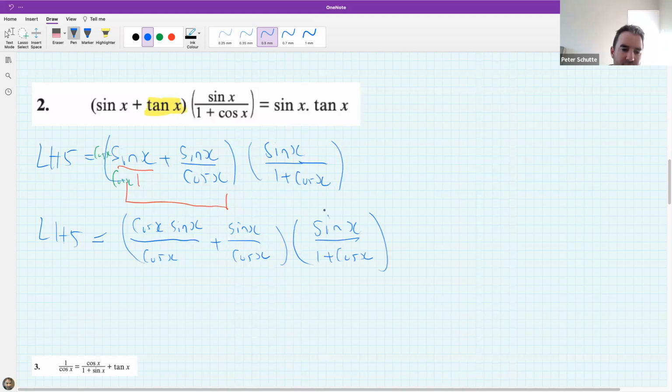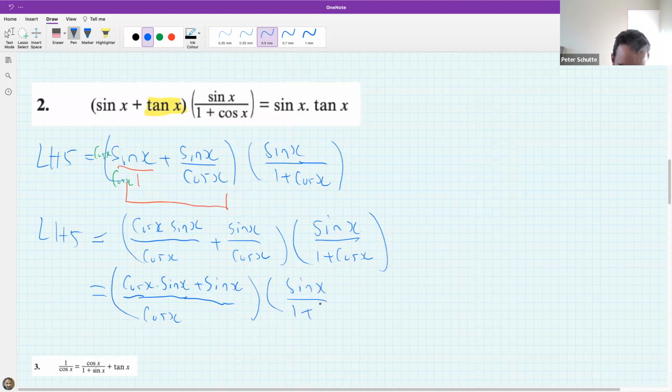Okay, now the next step is going to be just to put these together and go, okay, I've got cos x times sine x plus sine x. And then over here, I've got that.